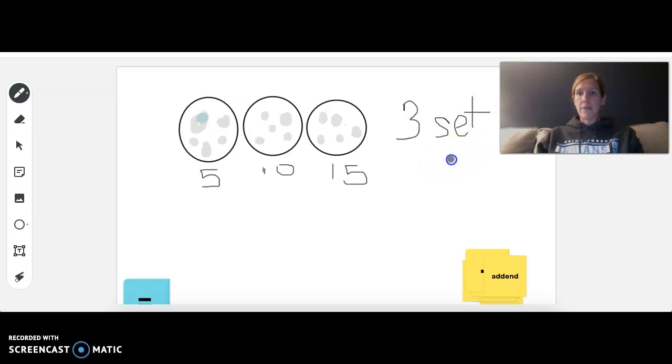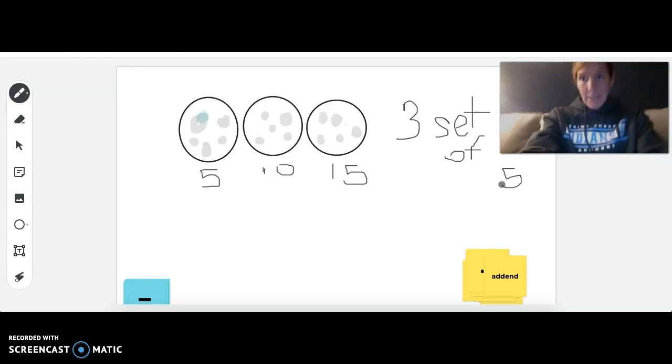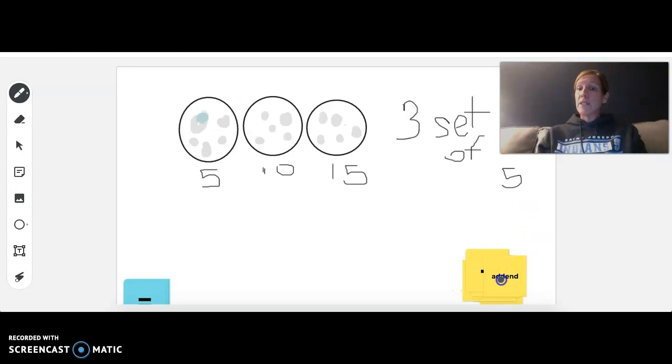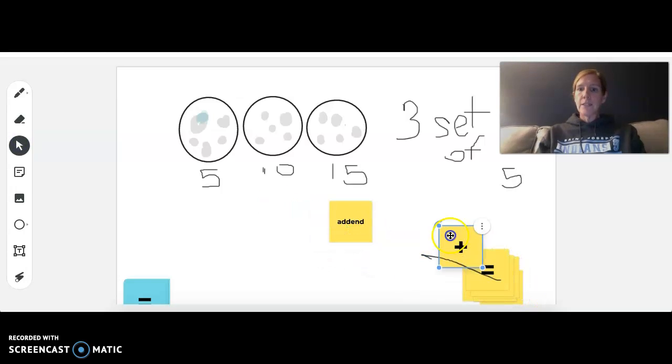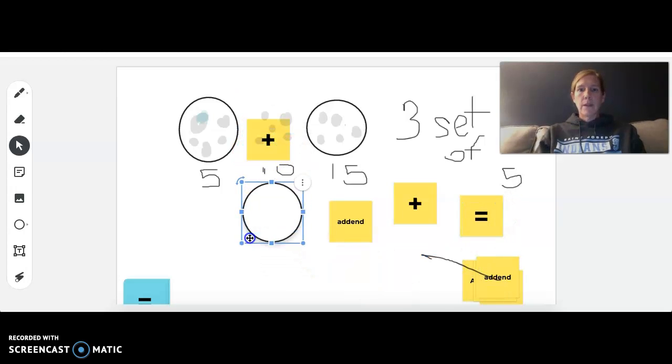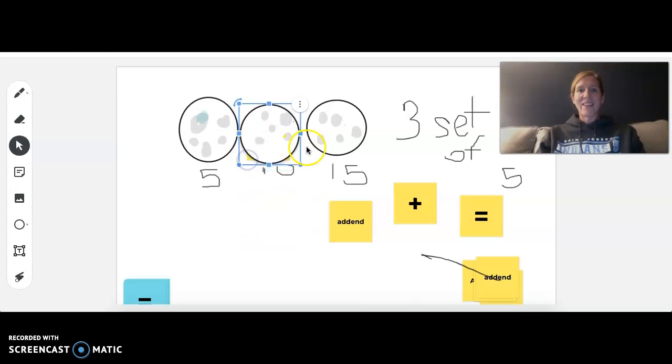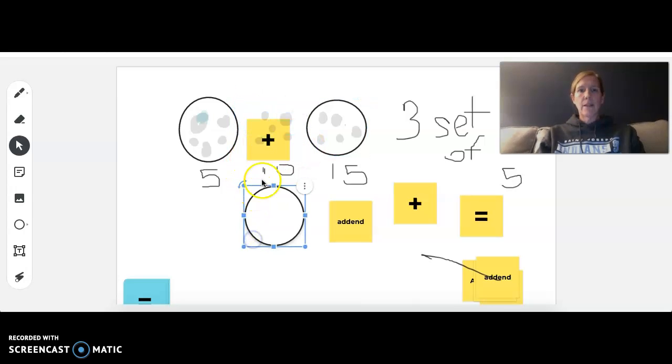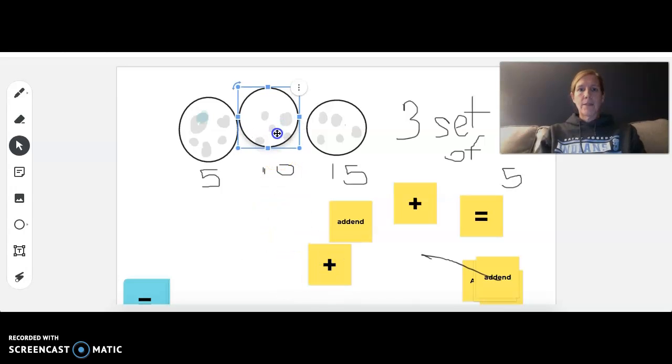3 sets of, I'm in the way here, it is hard to write like this, but 3 sets of 5. Okay, today we're going to be putting those into math sentences, okay? And we're going to show how we could use addition. All right, that's not what I want, sorry. We're going to show how we could use addition. Sorry, let me move these. Ready? Addition. Now let's take these Post-it notes that I made and see if you could help me figure out how to put them. There we go. Put that circle back up there.